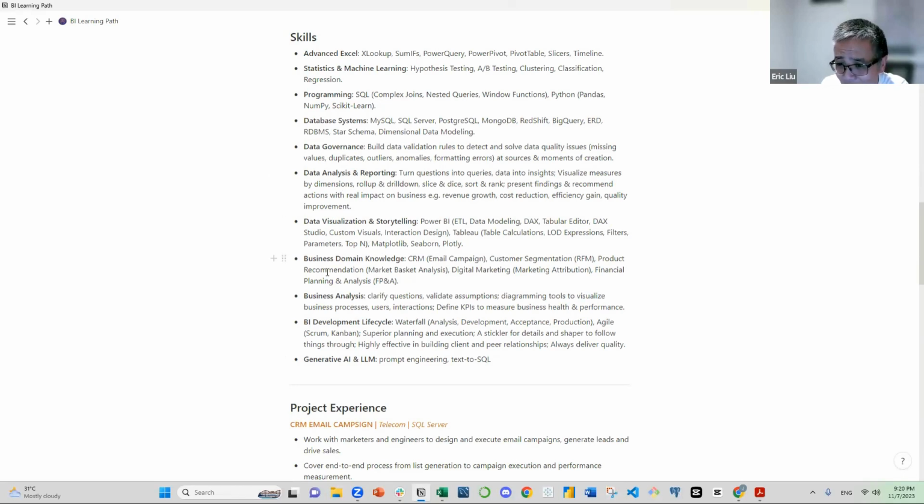Data visualization, storytelling, business domain knowledge. I mean, the business world is so big. What do you choose to write down here? So this is just an example. For instance, we put CRM, and particularly, every single time we put a generic term, we put a specific detail to make it stand out, at a more advanced level.